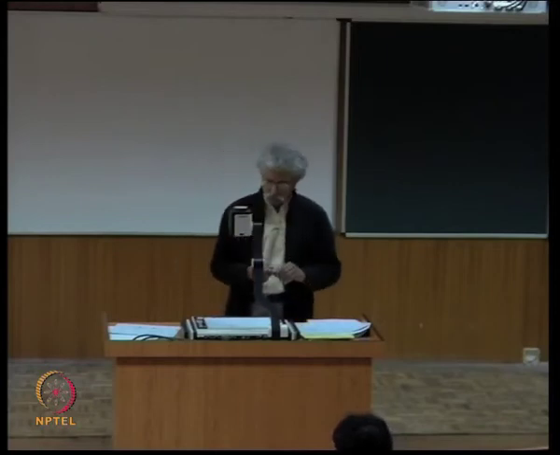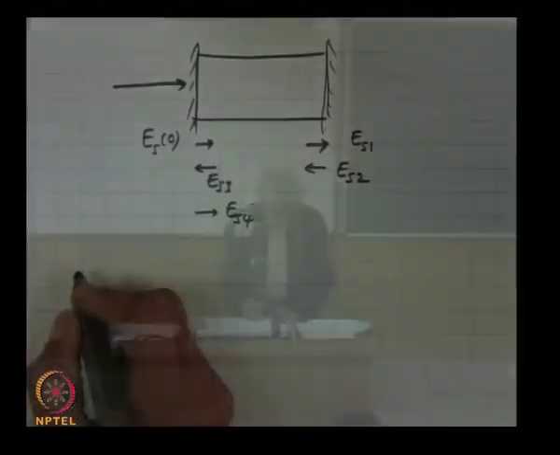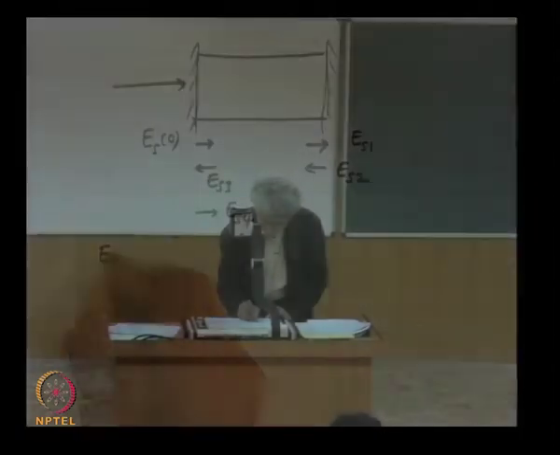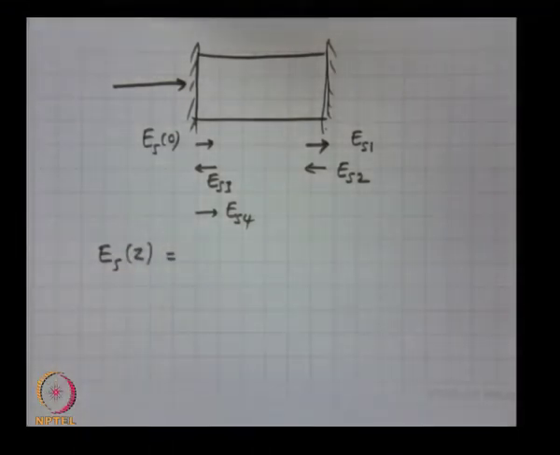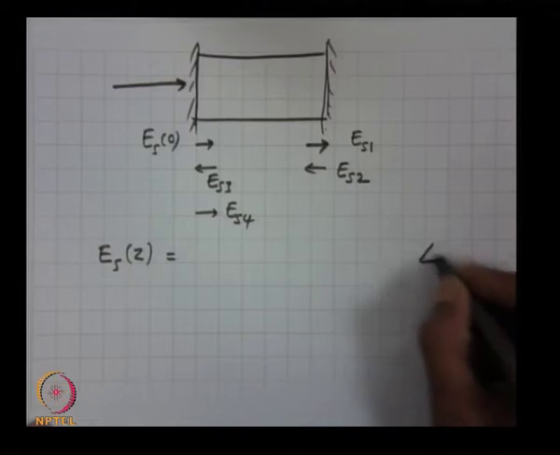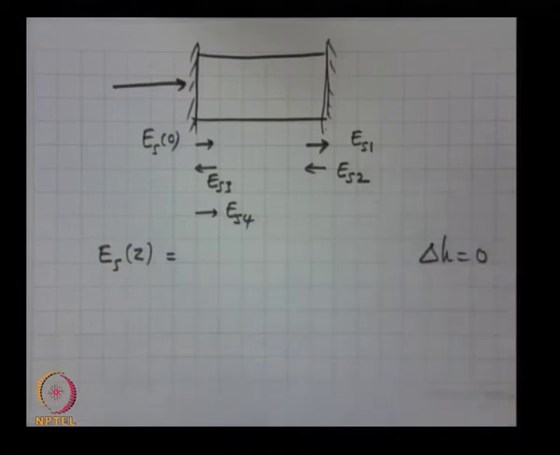Okay, so remember we had obtained an expression for gain. Can you recall? Es of z. What is the expression for the gain with delta k equal to 0, and only the signal incident?